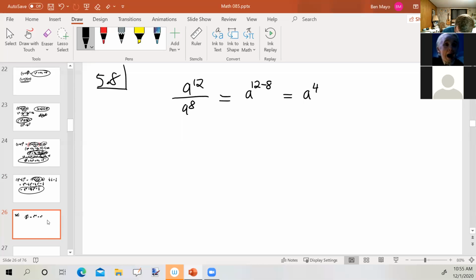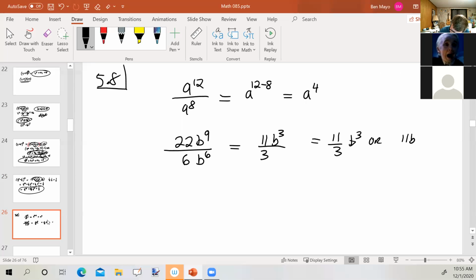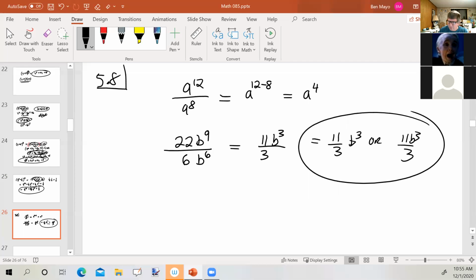Let's say you've got 22b to the 9th power divided by 6b to the 6th power. 22 over 6, we can take a 2 out and reduce it to 11 over 3. B to the 9th over b to the 6th would be b to the 3rd. So we can write it as 11/3 b cubed or 11b cubed over 3. Either way.